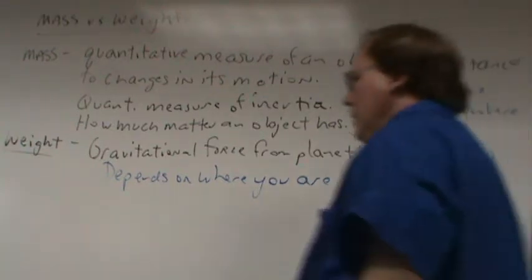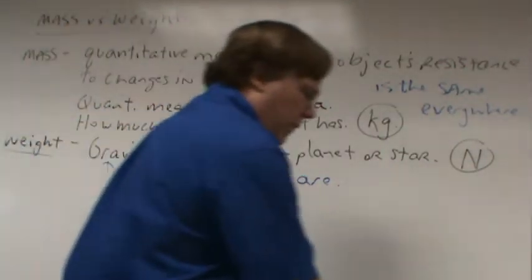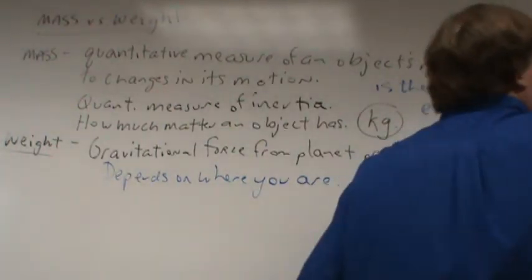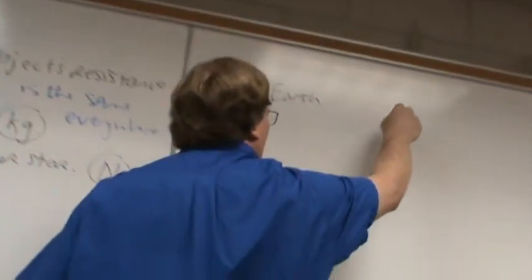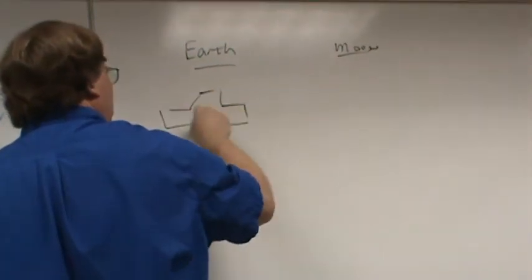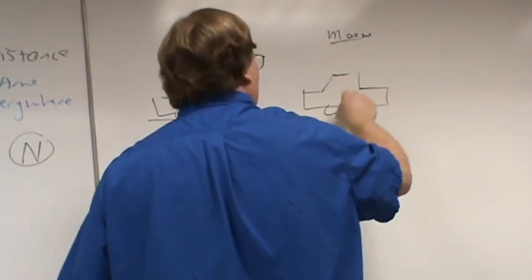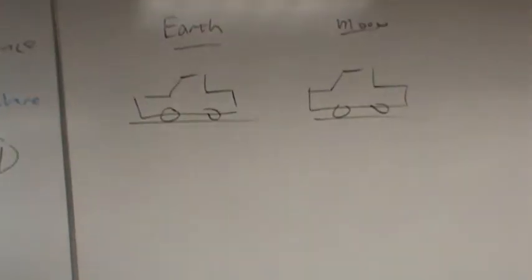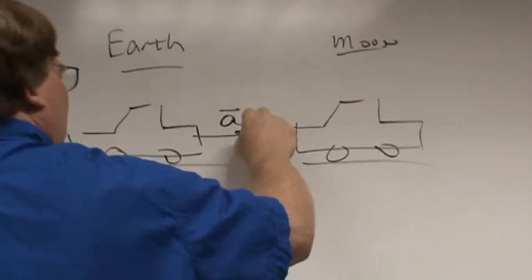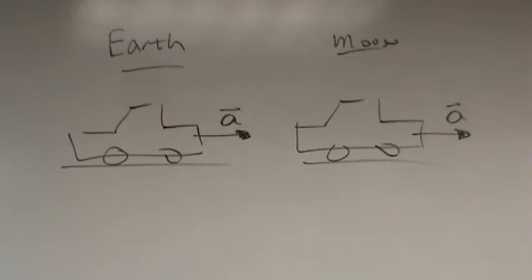Hey, let me give you a quick conceptual problem about this. Then I'm going to do a quick mathematical problem, which you'll see momentarily. Earth, moon. I have two identical cars, same mass, same everything. They're on two identical surfaces. The only difference is one's on the moon and the other's on the earth. And I want both of them to have the same acceleration.